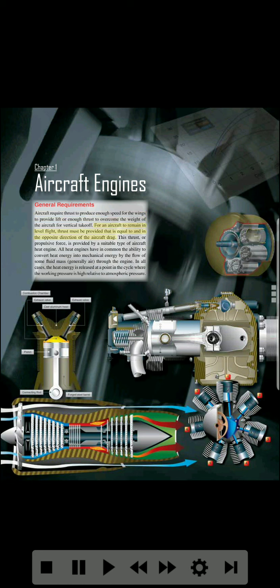For an aircraft to remain in level flight, thrust must be provided that is equal to, and in the opposite direction of, the aircraft drag. This thrust, or propulsive force, is provided by a suitable type of aircraft heat engine.